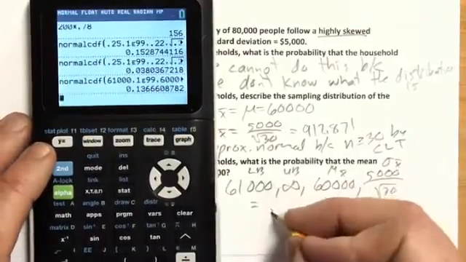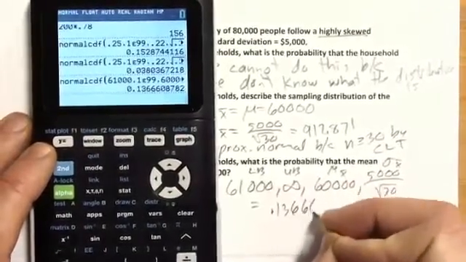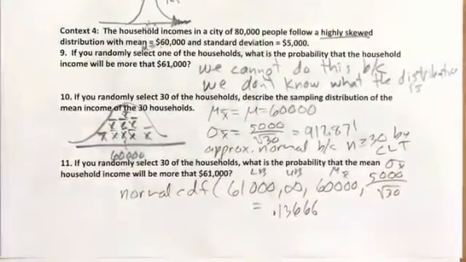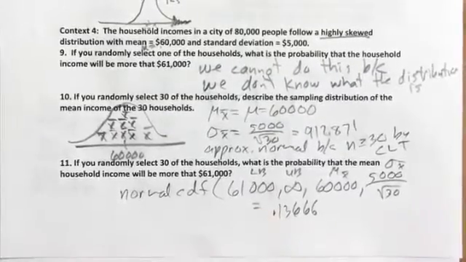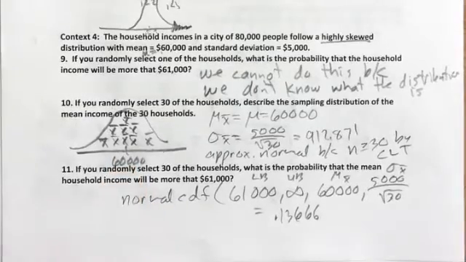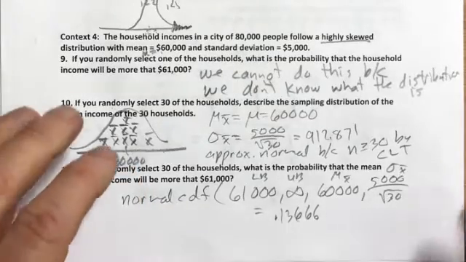And so that is equal to 0.13666. So in other words, it's above 0.05. So it wouldn't be surprising to us that we would take a sample of size 30 and get a sample mean of 61,000, assuming that the real mean is 60,000. It's a plausible occurrence, okay?